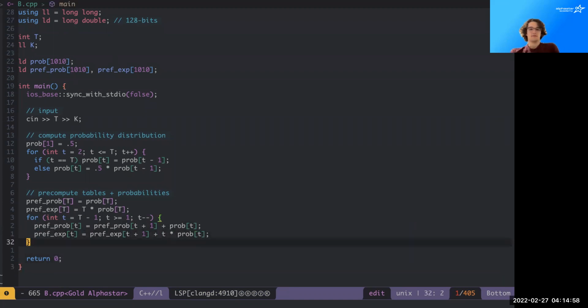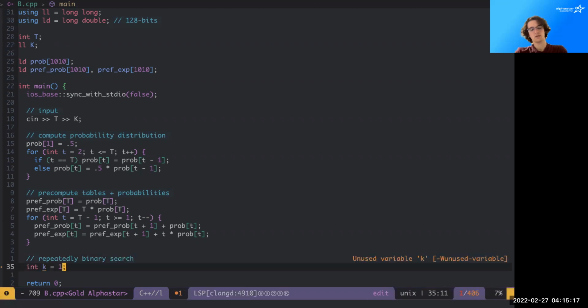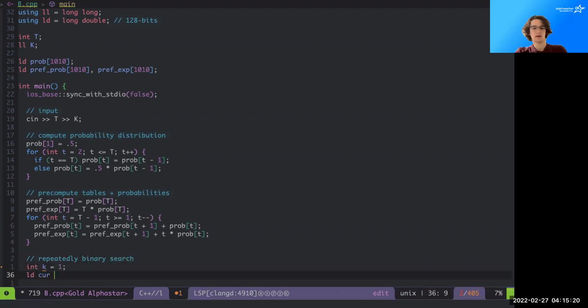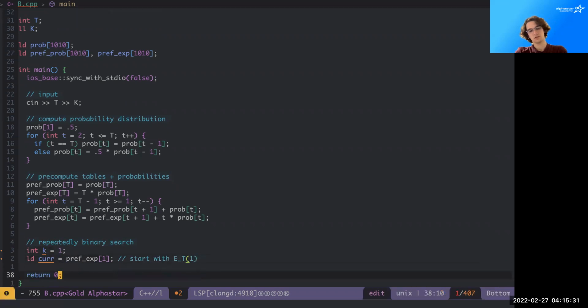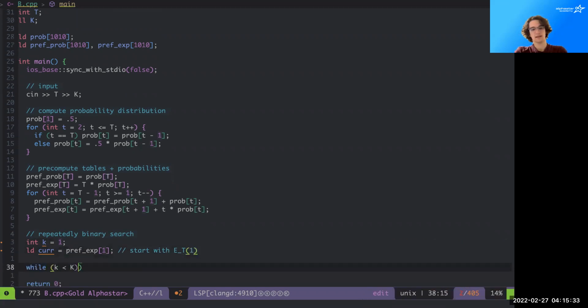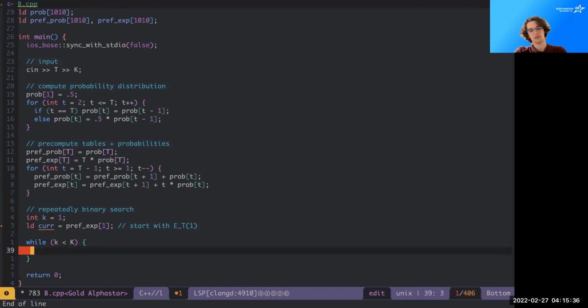Okay, so we have that. I want to repeatedly binary search. Let's start with K and then a long double current. Current value will just be, start with 1. Well, while K is less than the bound, I'll just keep binary searching.